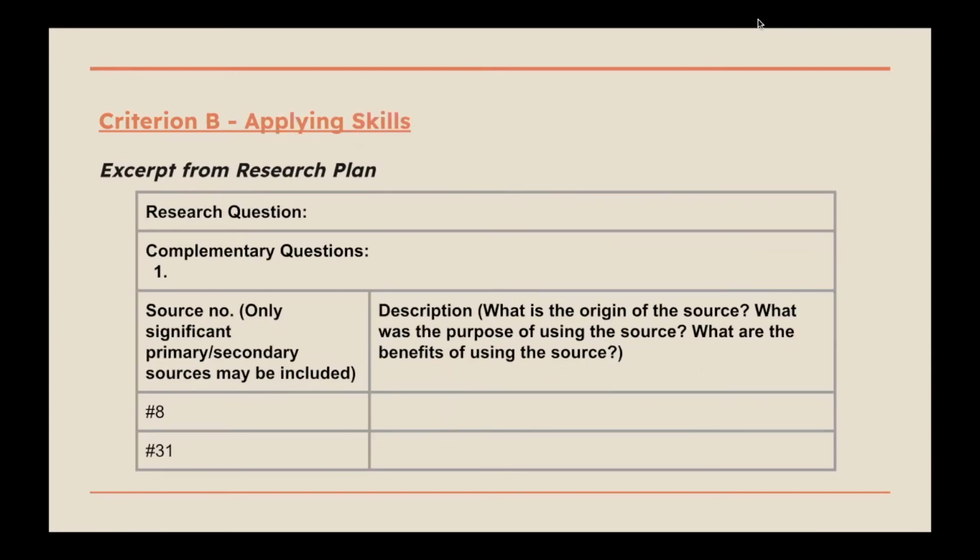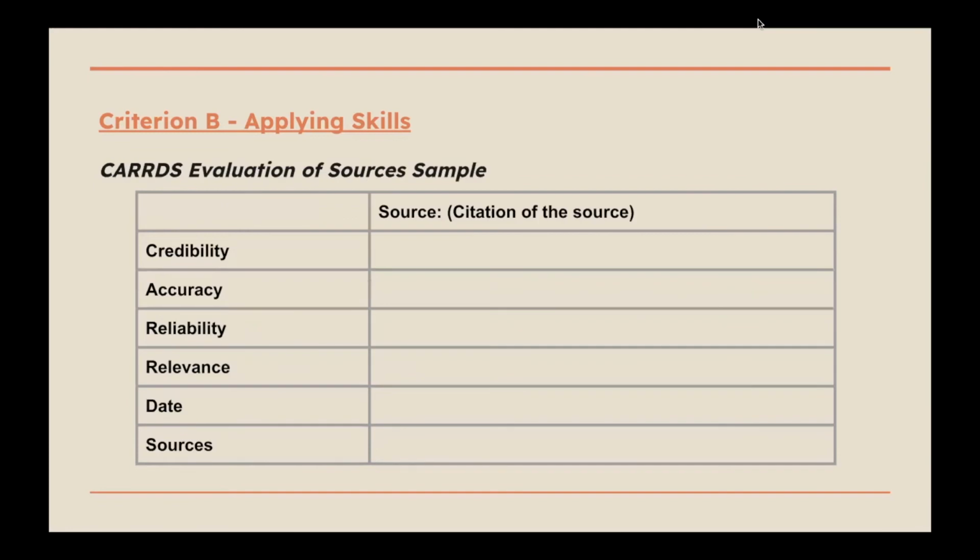And criterion B, for me specifically, this is what I did to prove my research. I showed my research question, complementary questions, and a few significant sources. And this is also a table I used to organize the evaluation of sources.